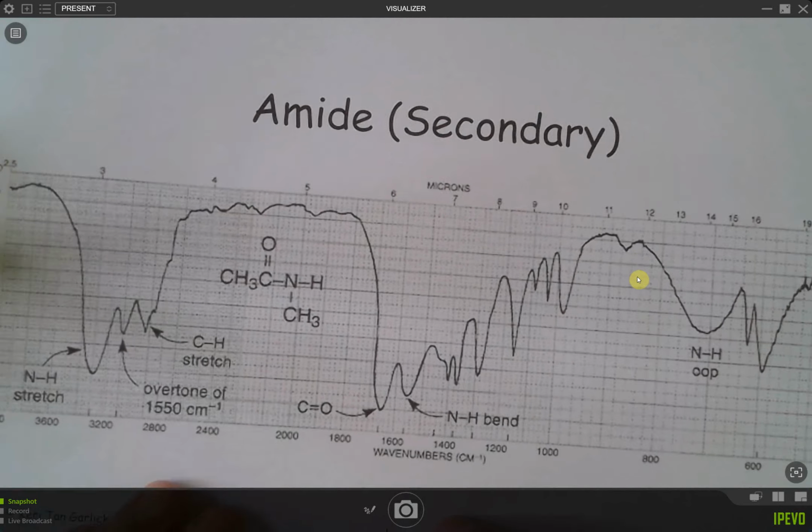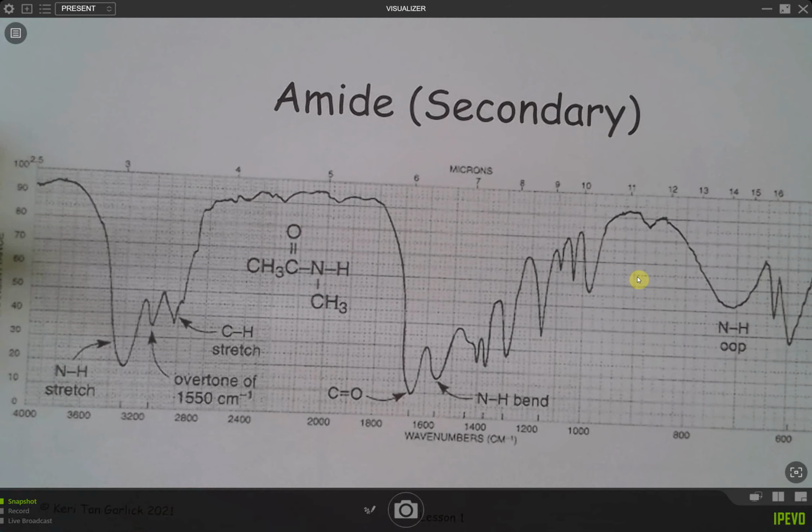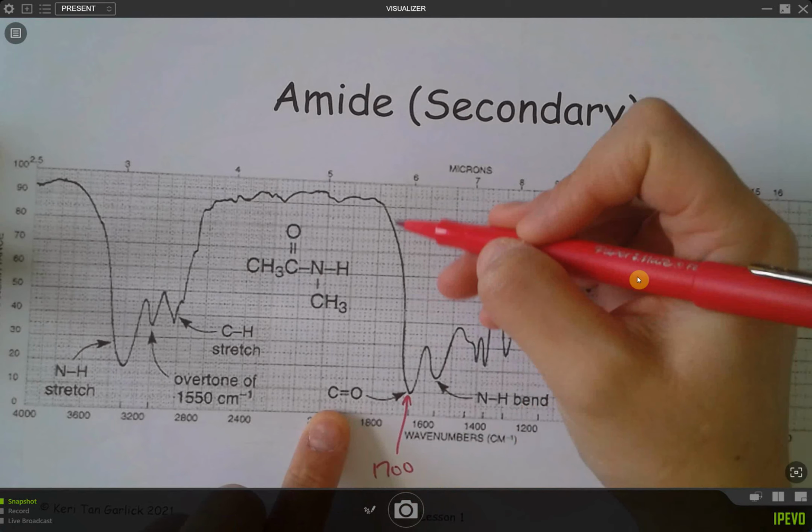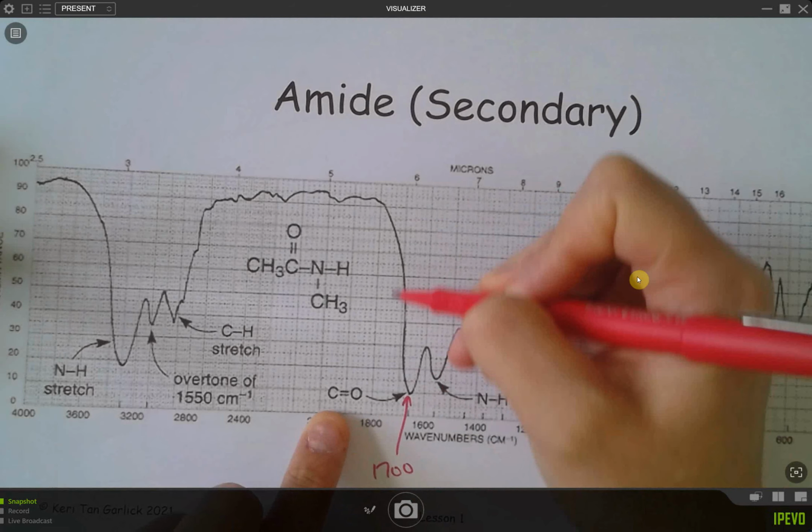The last one I wanted to show you was just a secondary amide. That way you know how to compare and contrast. And again, you can see the range of how funny they can look sometimes. That's why we use the other spectra to back ourselves up. In this case, we look and we see that there's 1700 here. And this carbonyl is very yucky.